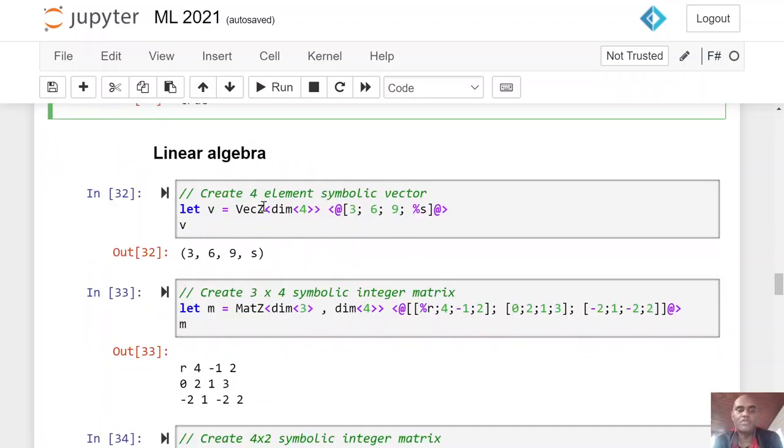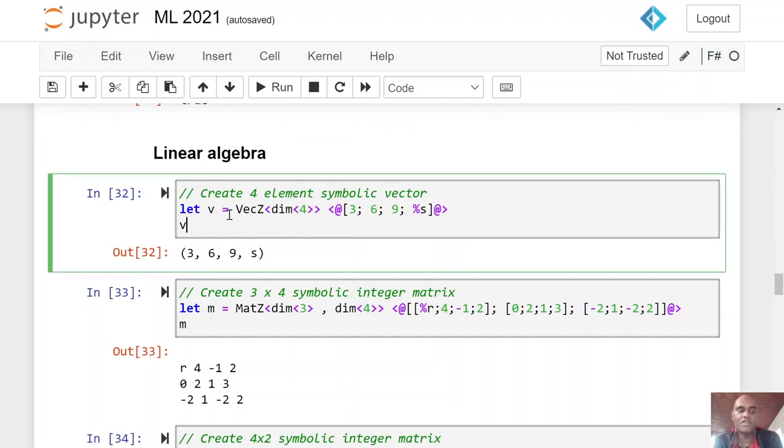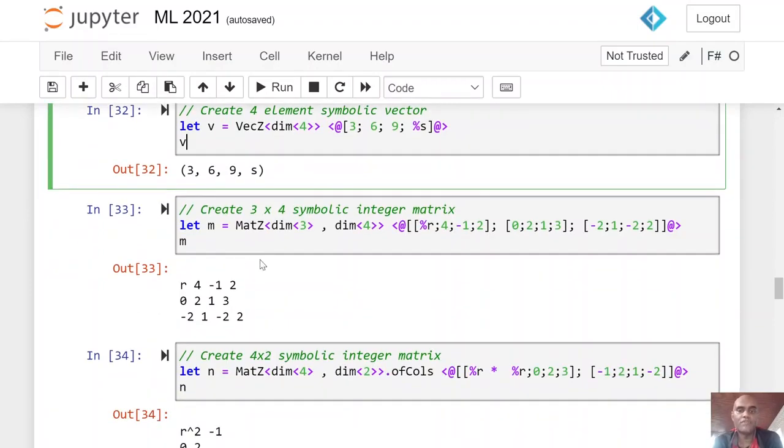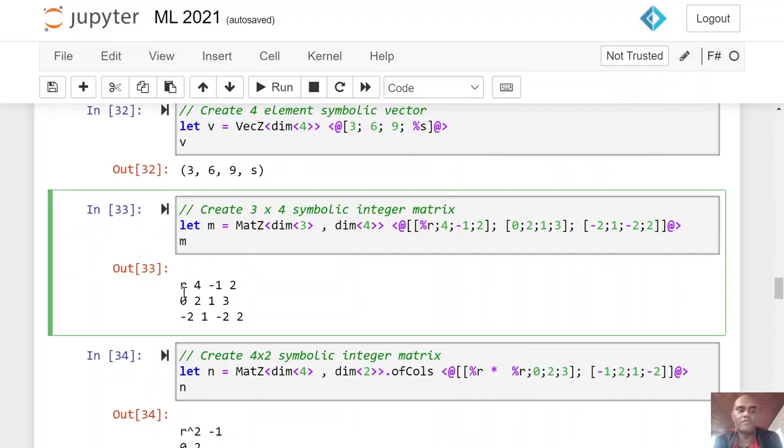For linear algebra, the interesting thing is that we're actually using type level arithmetic. So we're defining a vector as a vector of length 4. And for this particular vector, the length of the vector is encoded into the type. So we have a vector here, and we're declaring a matrix as a 3x4 matrix. So this is a fully symbolic matrix. We can use our R variable that we declared above, our symbolic variable.